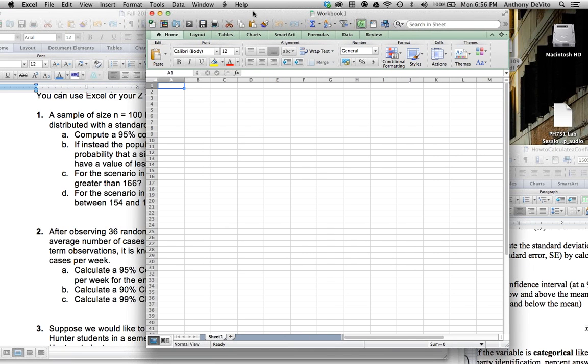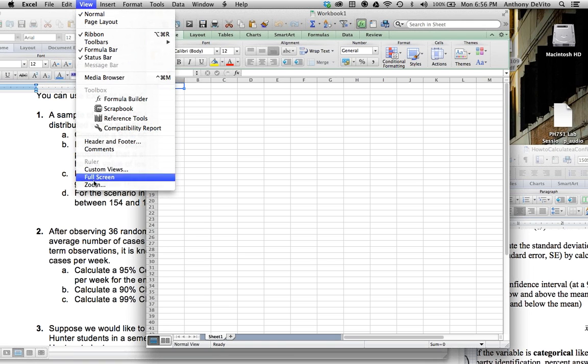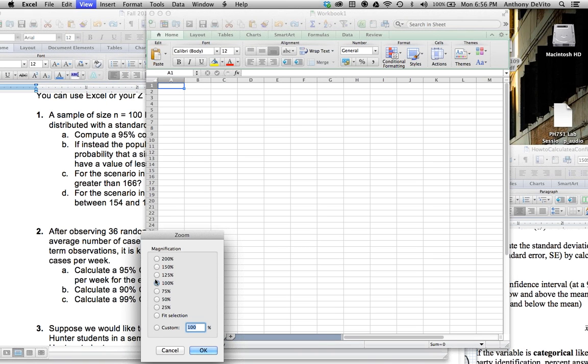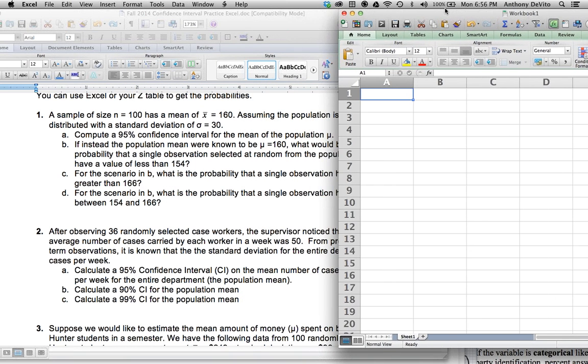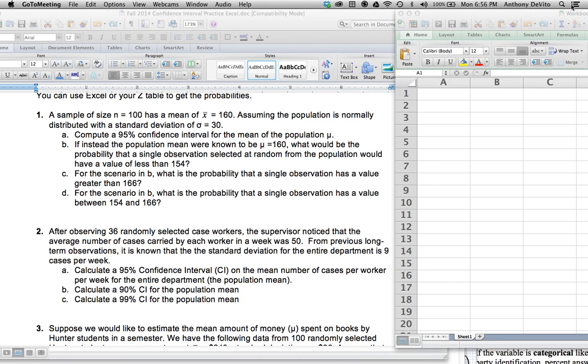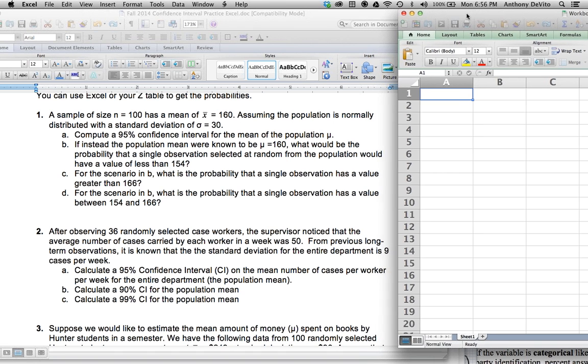Okay, let's see, view, zoom. Let's go to 200%, so we got nice big boxes. Okay, I'm gonna move this over here, I'm gonna move this over here, so I can see.